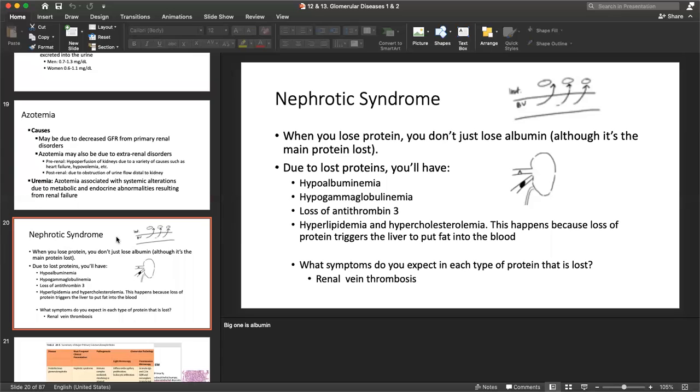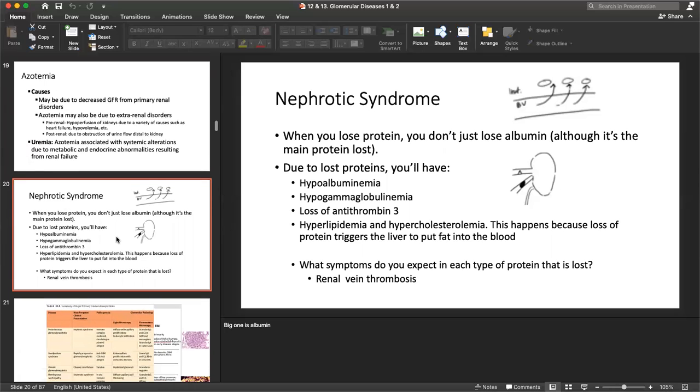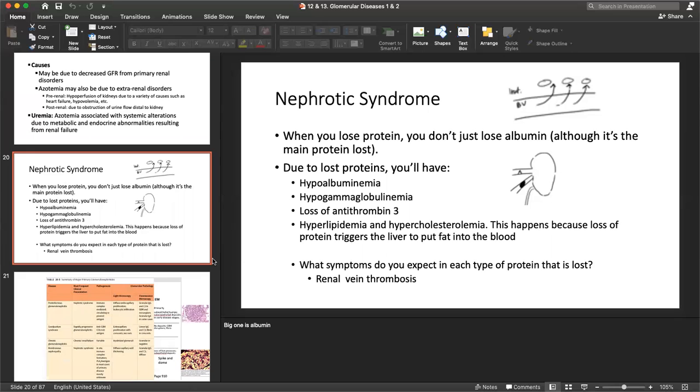You'll have hyperlipidemia and hypercholesterolemia because of the protein not being able to be that mediator. So if there is protein loss, you could get renal vein thrombosis because of that increased lipid.